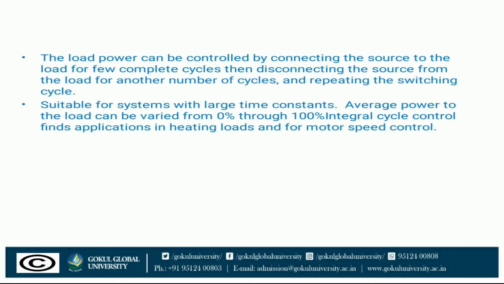The load power can be controlled by connecting the source to the load for a few complete cycles, then disconnecting the source from the load for another number of cycles. Here we have made 3 on cycles and 2 off cycles, repeating the switching cycle. This is suitable for systems with large time constants, as in certain industrial applications. Average power to the load can be varied from 0 to 100% by integral cycle control. It finds application in heating loads and motor speed control.